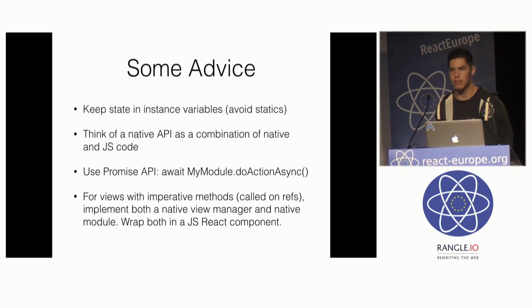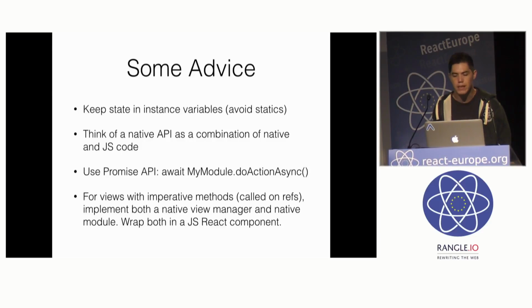I also recommend thinking of your native APIs as a combination of the native and JS code. The reason is that sometimes it's easier to implement a different API on iOS than on Android, but then when you want to call into that API, you want to have a consistent interface. So if you think of your native API that you're building for your teammates or for yourself as a combination of native and JS code, then you can have one implementation for iOS that's slightly different from the Android implementation, abstracted over with a consistent JavaScript interface.